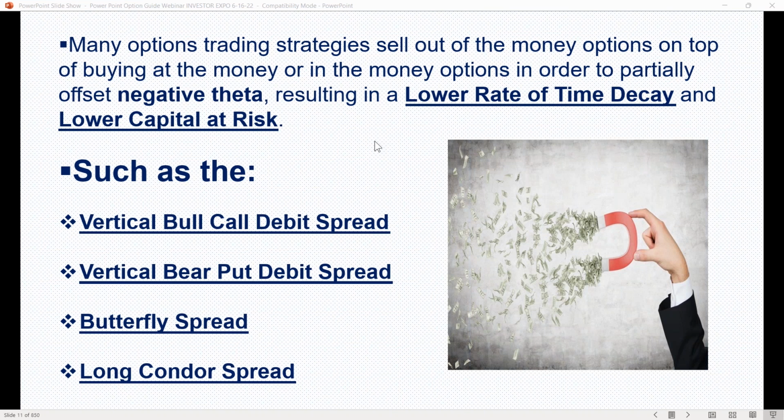So when we look at spreads such as a vertical bull call debit spread, you're buying a call but selling a higher price call. That's going to help reduce that theta and reduce that capital at risk. And then you've got the vertical bear put debit spread. So if you want to use a short trade setup, we can do that. That will also make our capital at risk very low and also reduce our theta.